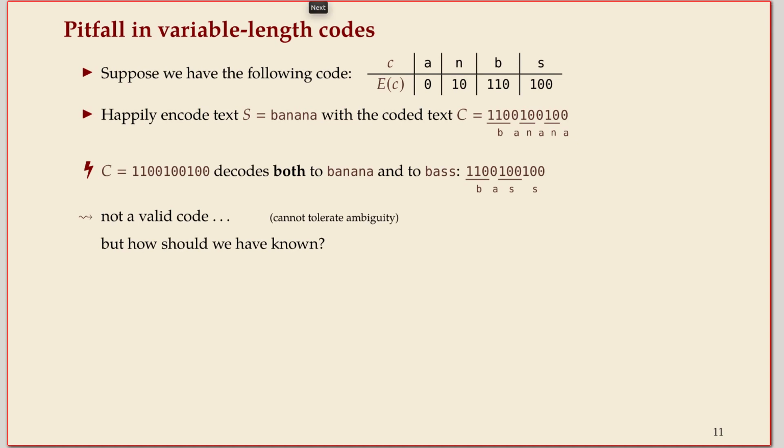This code has a problem. For example, the same code word can also be decoded to bass, and maybe even to other codes. I didn't check. But it's definitely a problematic code because it decodes to two things. Come on, that's bad. So it's not a valid code. We don't want these types of codes. How should we have known? Well, there's some hints in the chat about this.